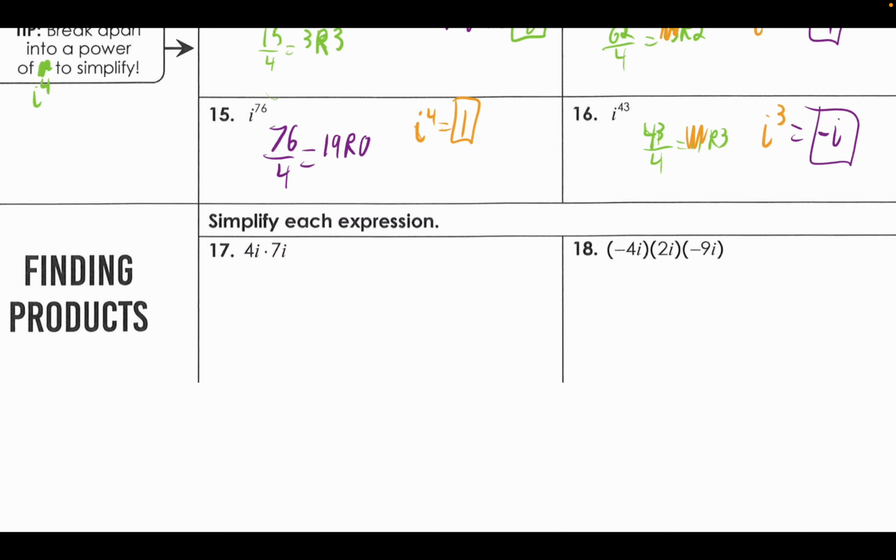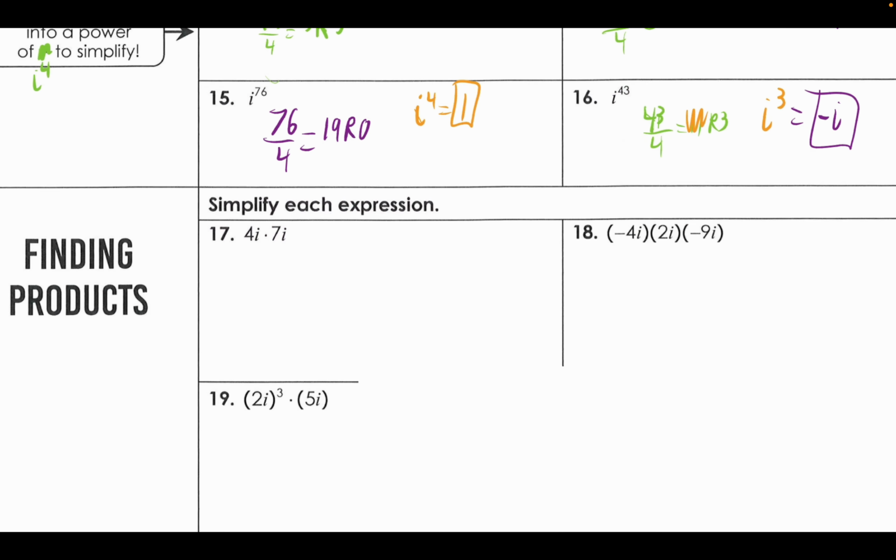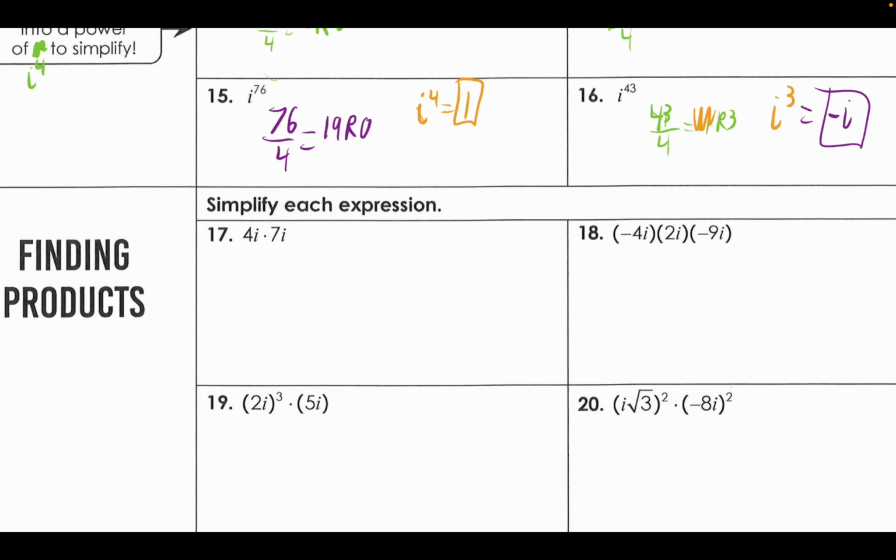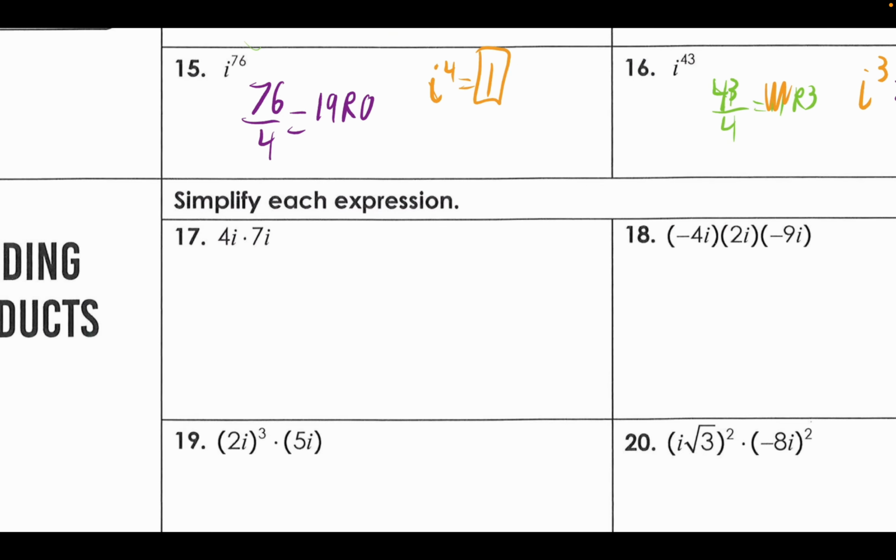Moving on here to number 17, let's simplify these expressions. We multiply these together. So 4i times 7i, we multiply the 4 and 7 together and the i and i together, very similar to what we did when there were x's involved. So 4 times 7 is 28. i times i is i to the power of 2. We add those exponents. And I know that i squared is negative 1. So this is really 28 times negative 1, which is negative 28.